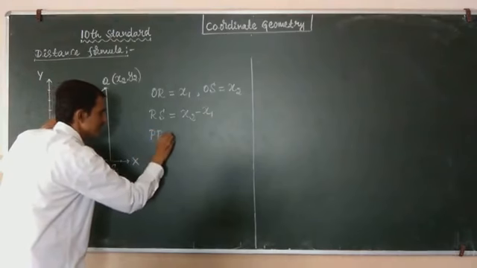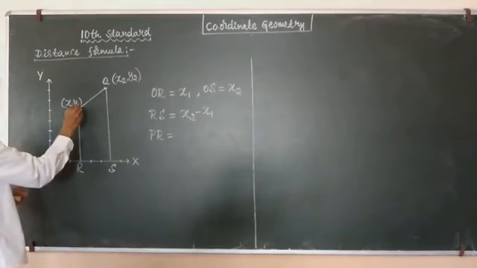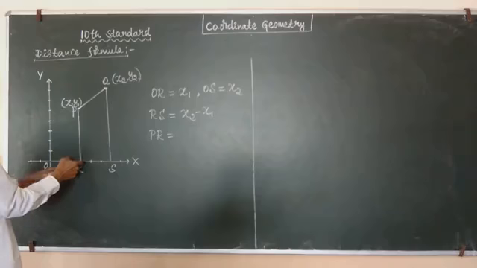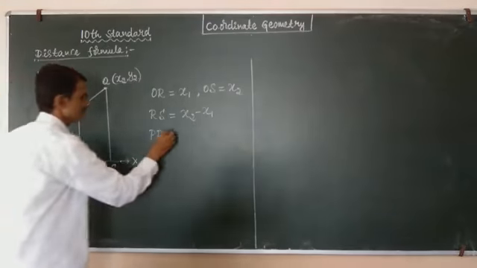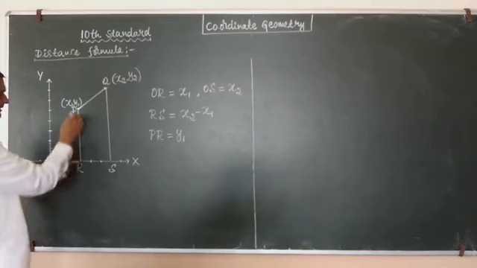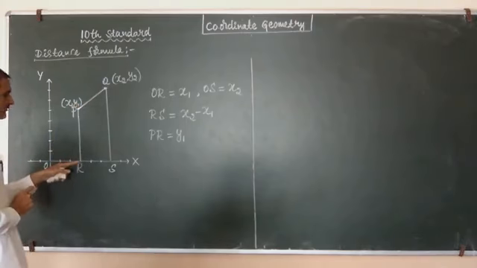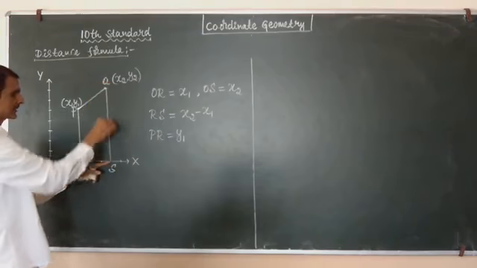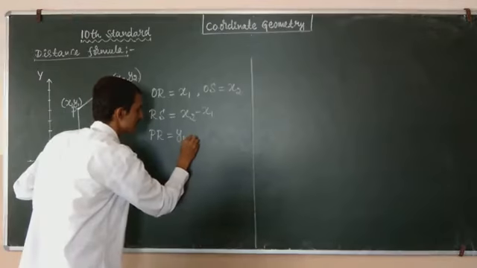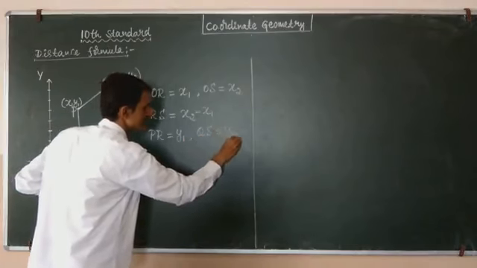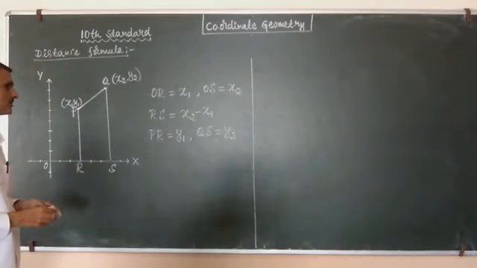Similarly, if we find out the length of PR, from point R to P, it is Y1. PR, the distance of the point P from R, is Y1. And the distance of Q from point S, that means QS, is equal to Y2. So QS is equal to Y2.